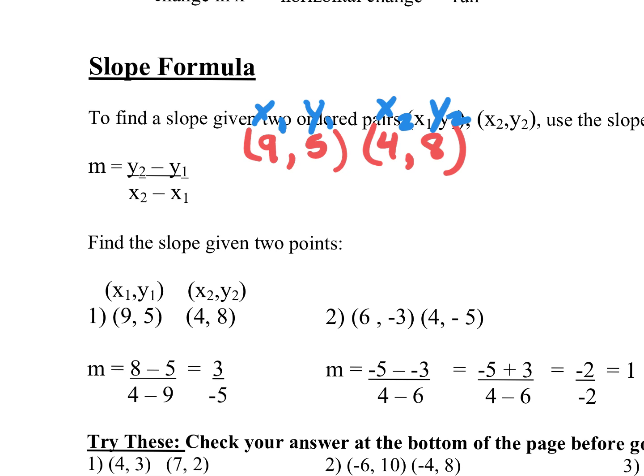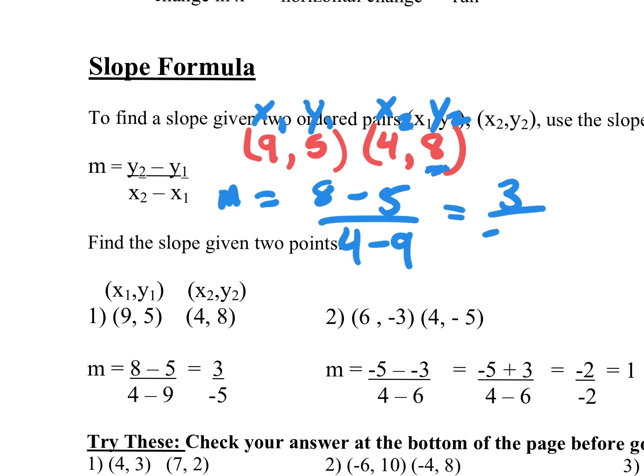So let's put this into the formula. So the slope would be 8 minus 5 over 4 minus 9. So this number goes right here. This number goes right here. And now we're just doing a simple subtraction problem. So I've got 3 on top and negative 5 on the bottom, so the slope is negative 3/5.